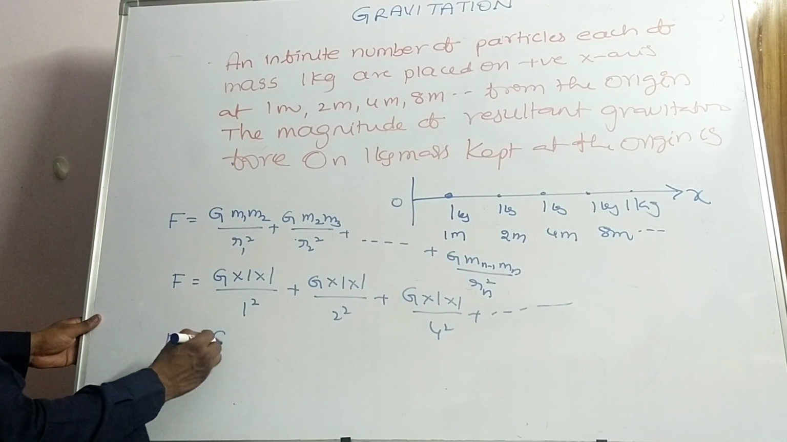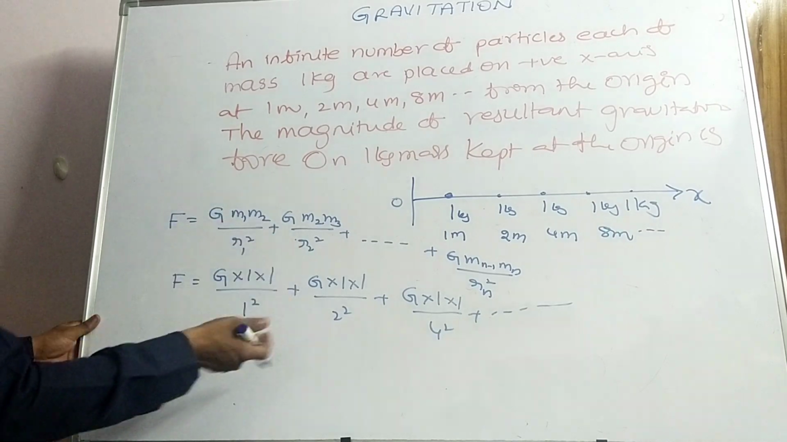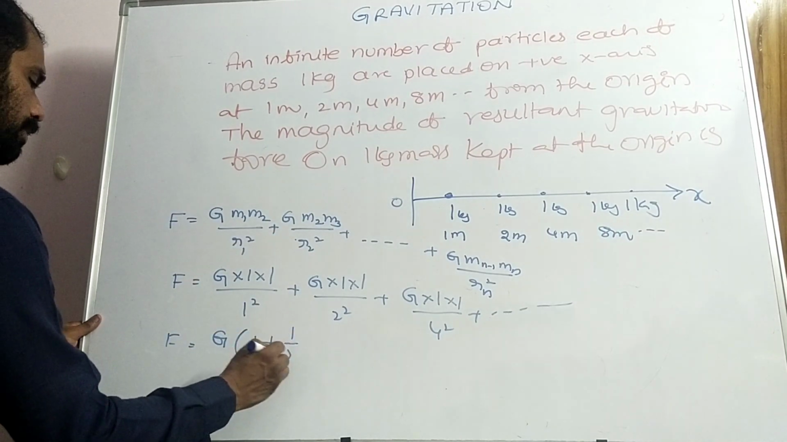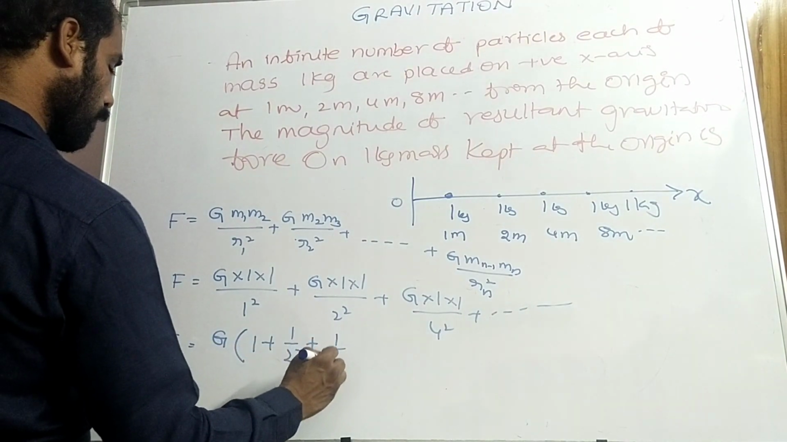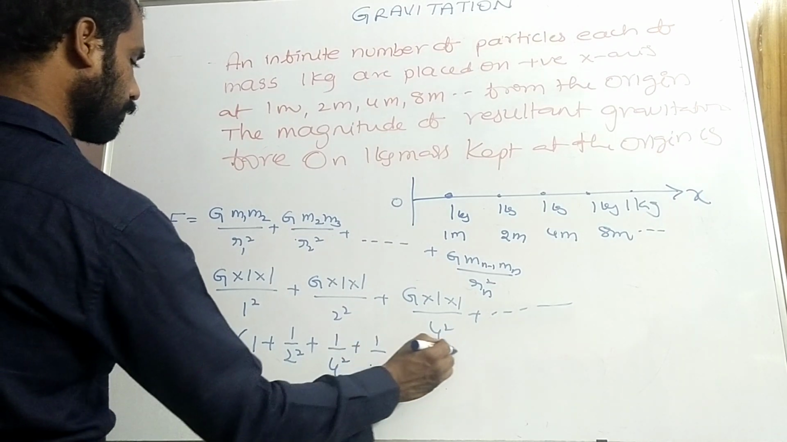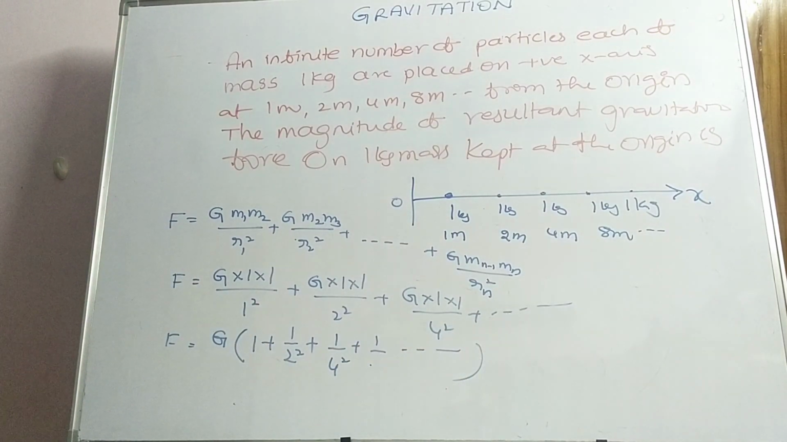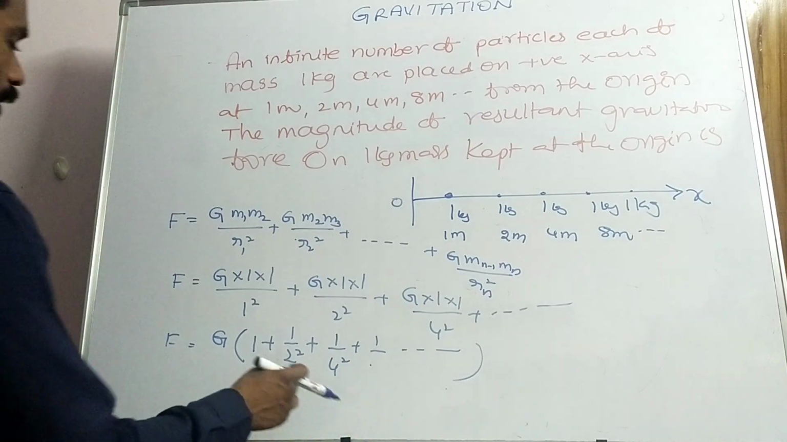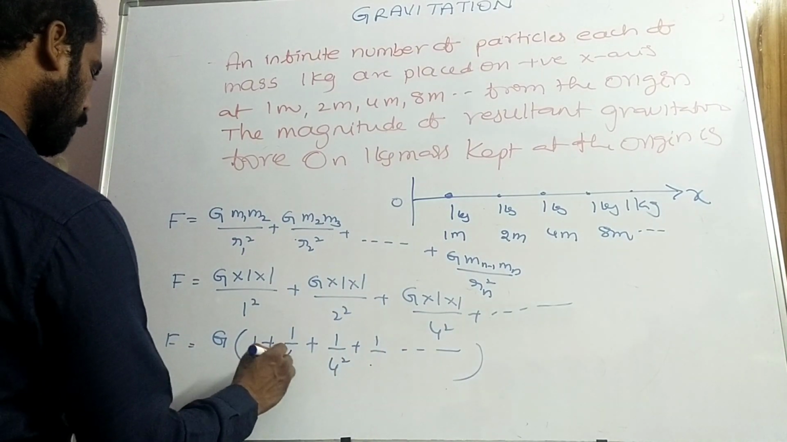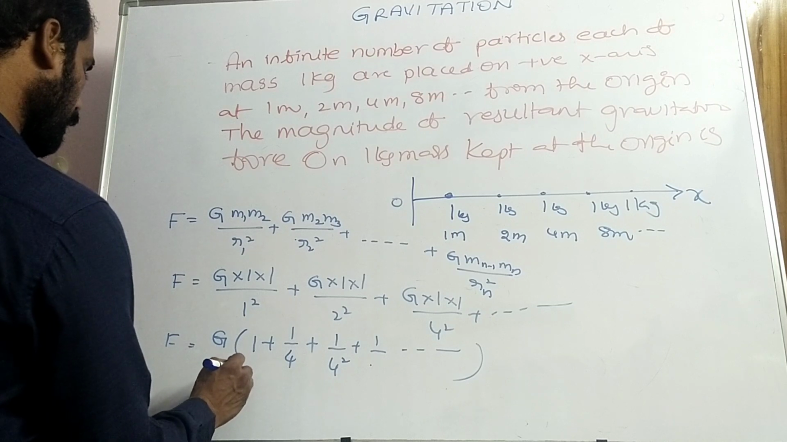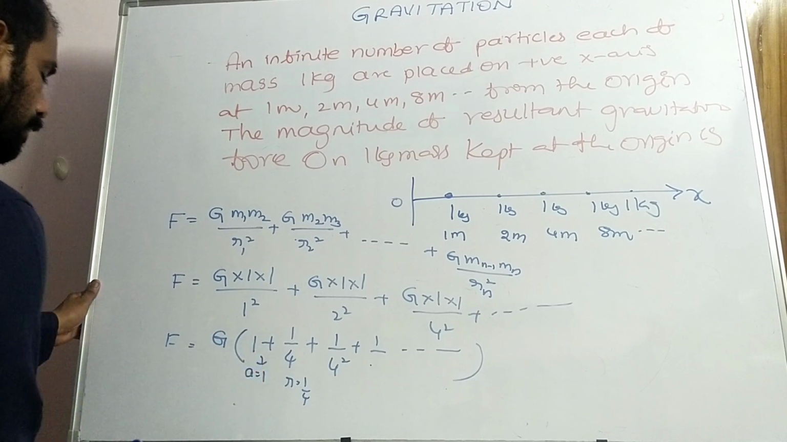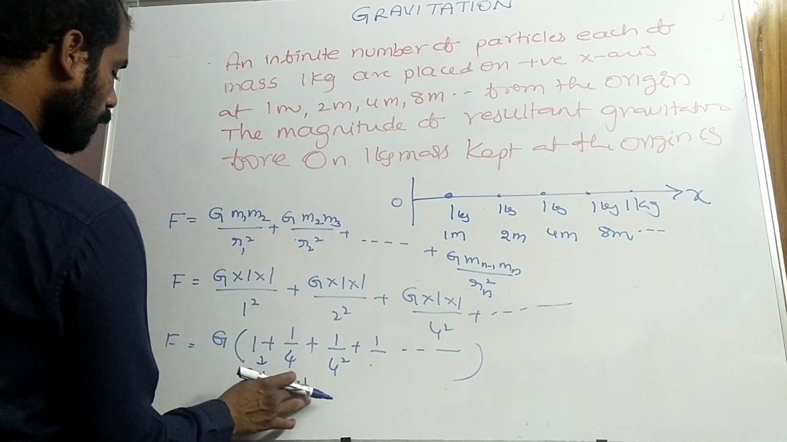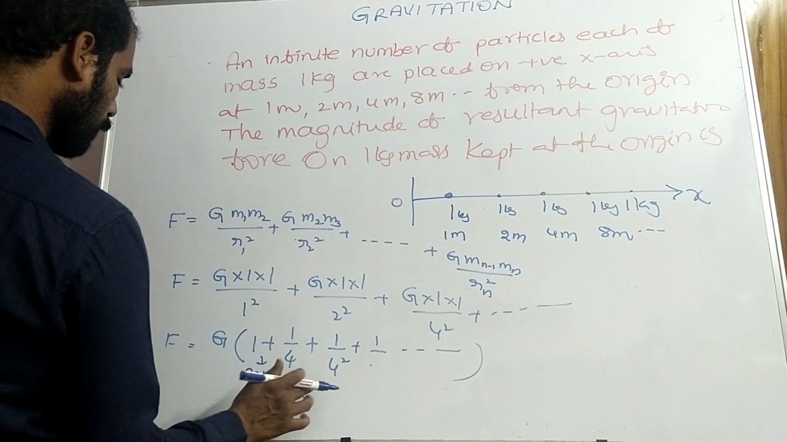See, F is equal to G into (1 plus 1 by 2 square plus 1 by 4 square plus and so on). So it's nothing but a geometrical progression. It can be written as, let us consider, 2 square is nothing but 4, so 1 by 4 plus (1 by 4) square, like that. So here a equals 1, r equals 1 by 4.